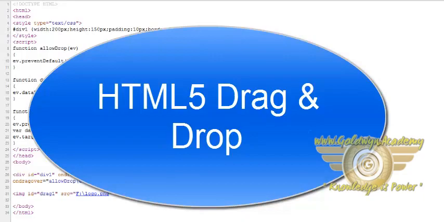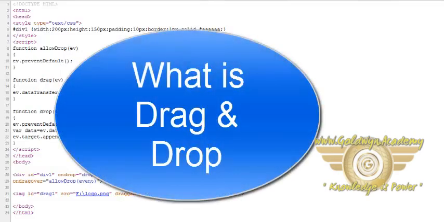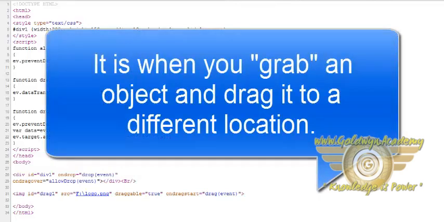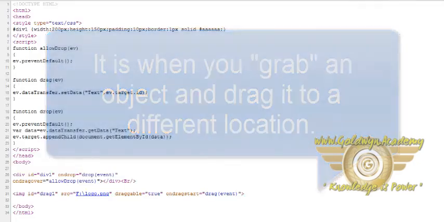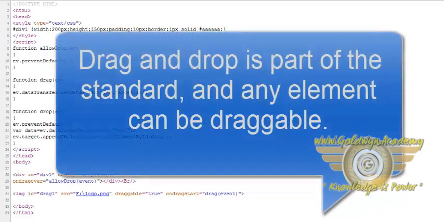So in this tutorial, we will learn about the exciting new feature of drag and drop. Drag and drop is a very common feature. It happens when you grab an object and drag it to a different location. You might have seen the drag and drop feature in all the modern shopping carts, when you can drag a product and drop it onto the shopping cart. In HTML5, drag and drop is a part of the standard.